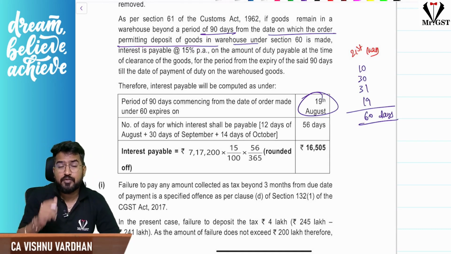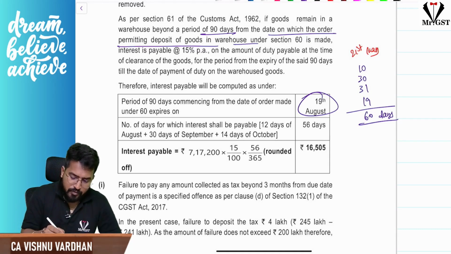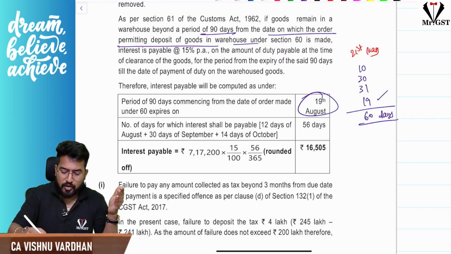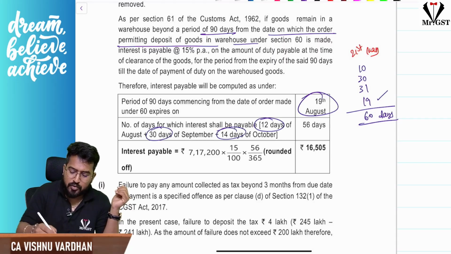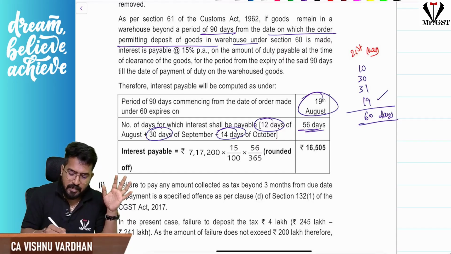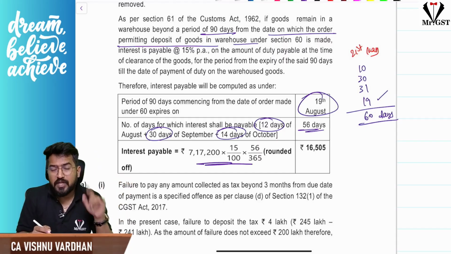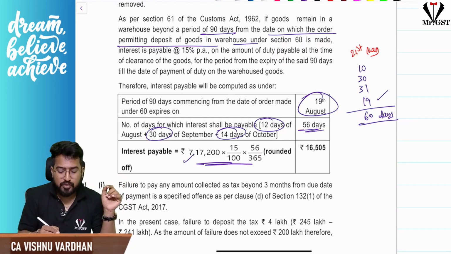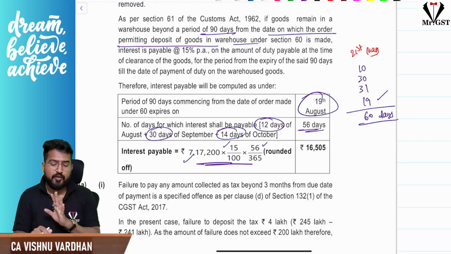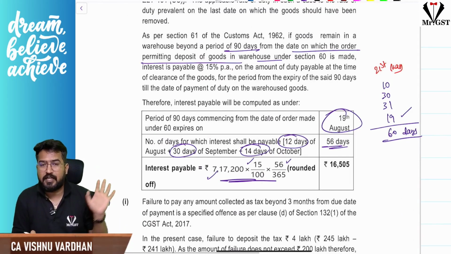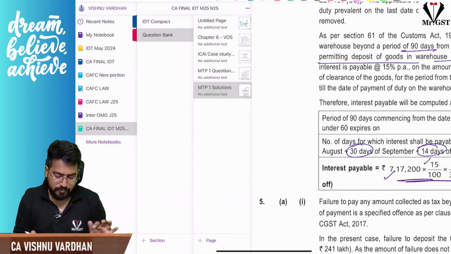But you have cleared the goods on 14th October. That means 19th August is the expiry date. Now in August we are still left with 12 days, 30 days in September, 14 days in October. Total 56 days delay is there. For the interest calculation, on the total customs duty payable of 7,17,200, 15% for 56 days, you have to pay the interest. This will be the interest calculation. Hope it is clear for you.